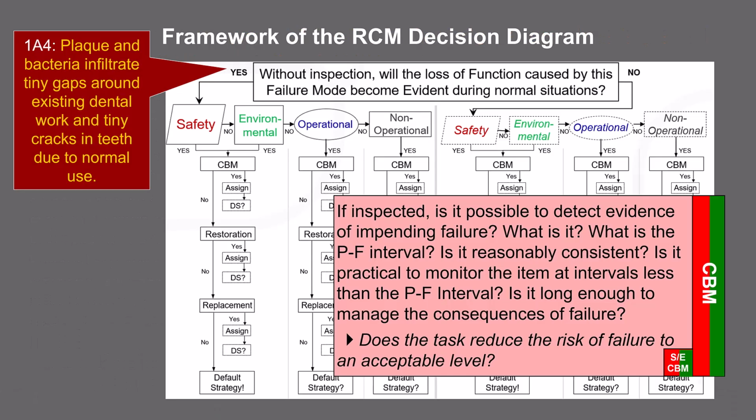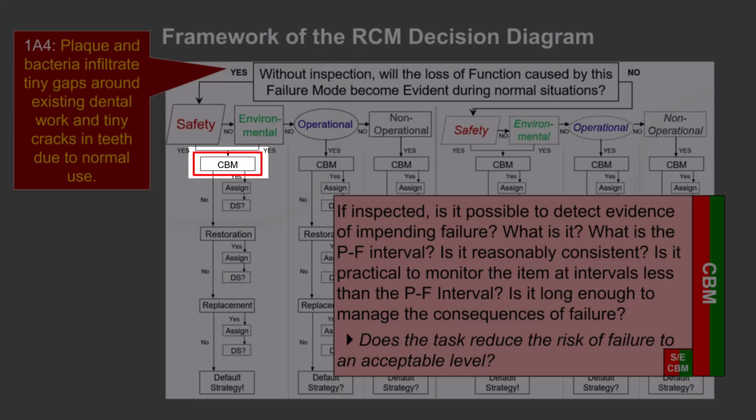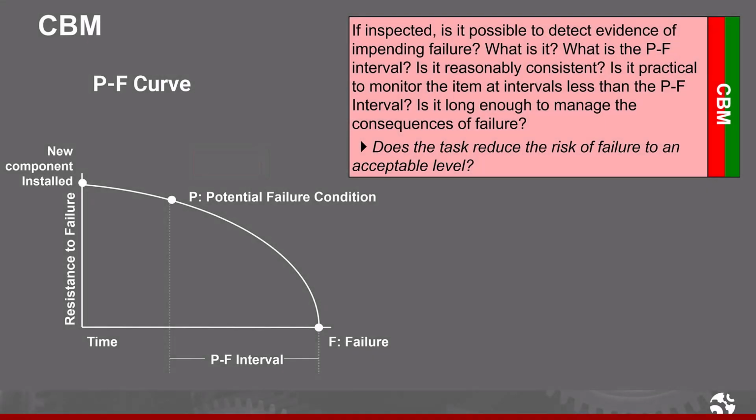Back to our case study. We'll focus on the CBM box on the RCM decision diagram. If inspected, is it possible to detect evidence of impending failure? Yes. What is it? In our failure effect, we said that the cavity is detectable via X-ray. What is the P2F interval?